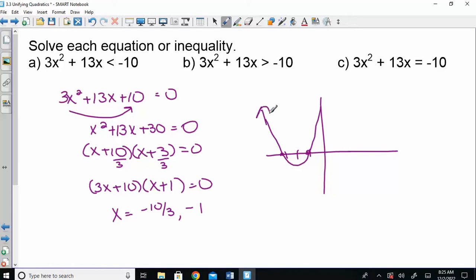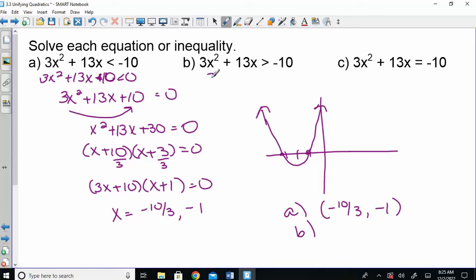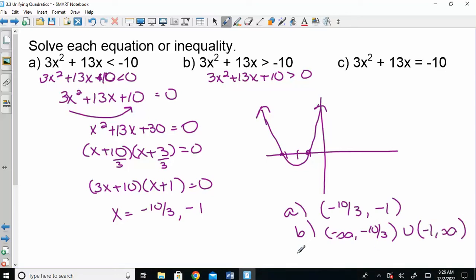So part A wants to know when this is less than 0. That would be in between them, -10/3 to -1. Part B would be asking when this is greater than 0. That would be negative infinity to -10/3, parentheses, union, -1 to infinity.